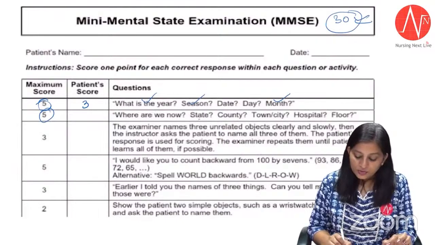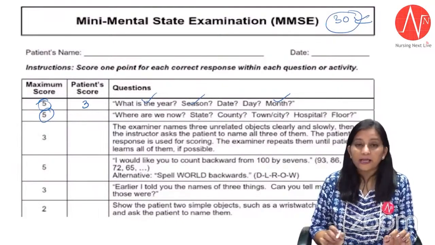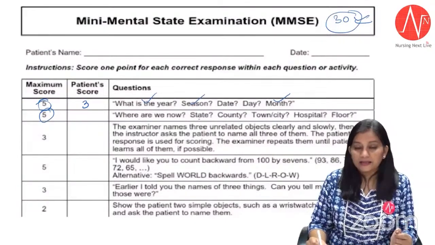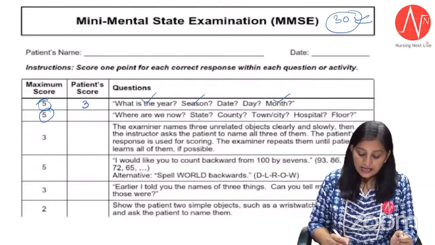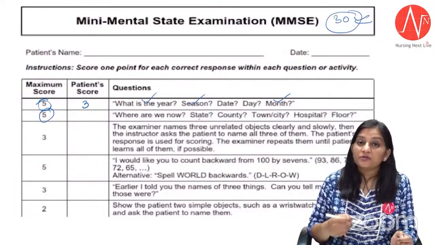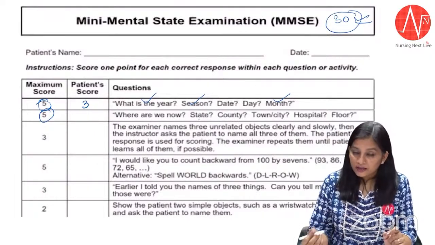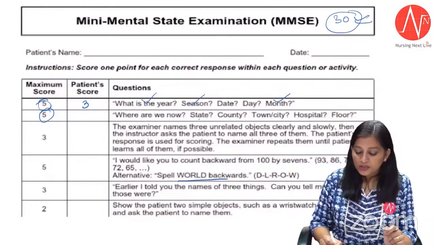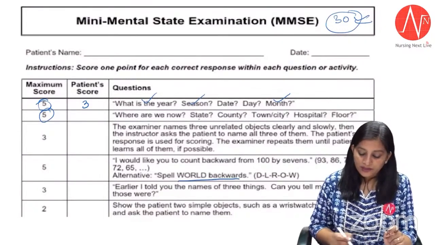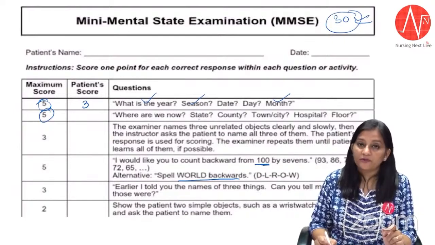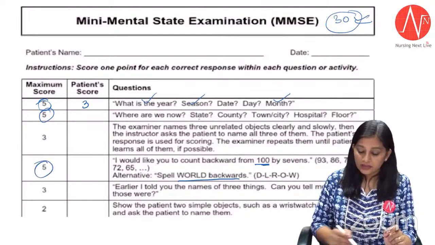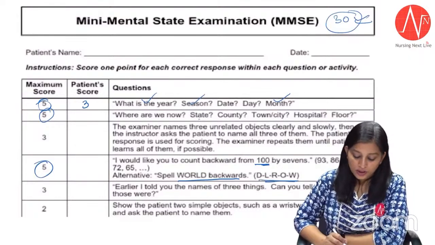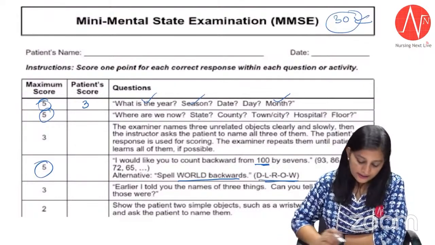Then next, I would like you to count backward from 100 by 7. So reducing 7: 100 minus 7 is 93, 93 minus 7 is 86. The alternative, if the patient is illiterate and cannot do that, is to spell WORLD backwards. So if the patient is able to do it 5 times, then a score of 5 will be given. And if the patient has done it completely, spelling all the alphabets backward, then a score of 5 will be given.